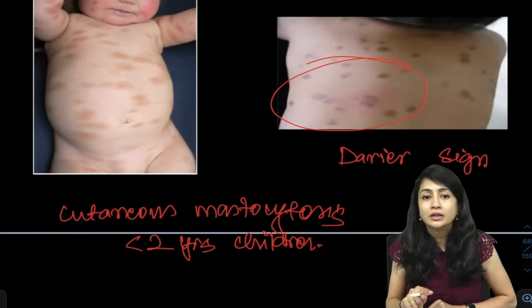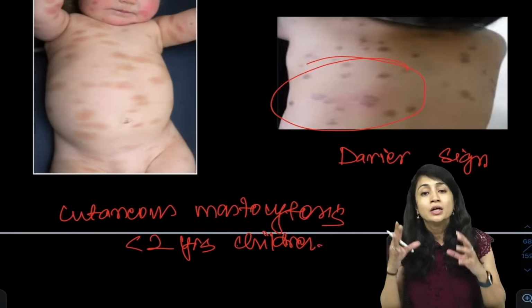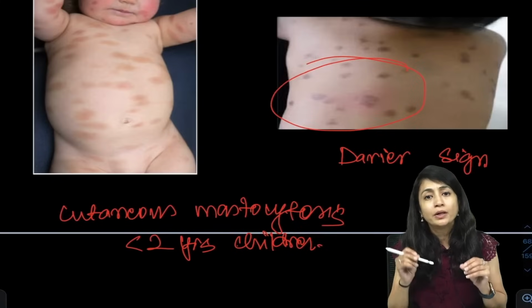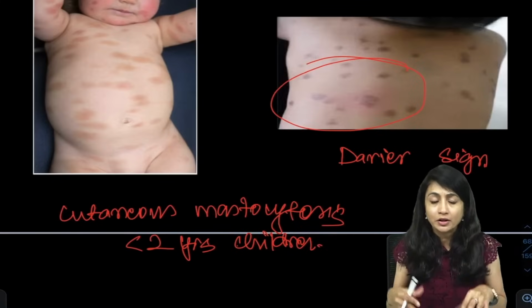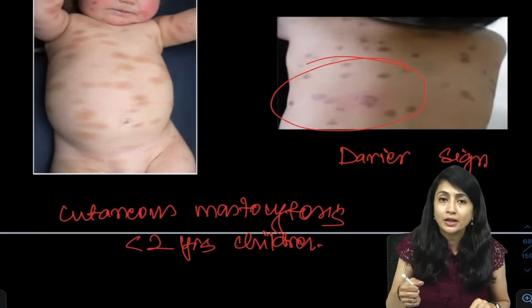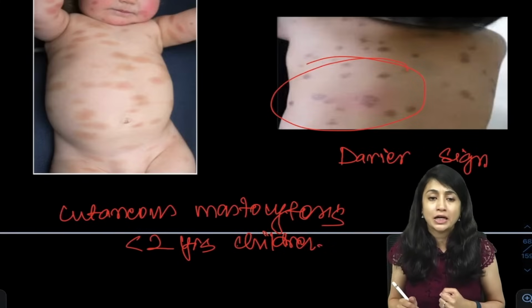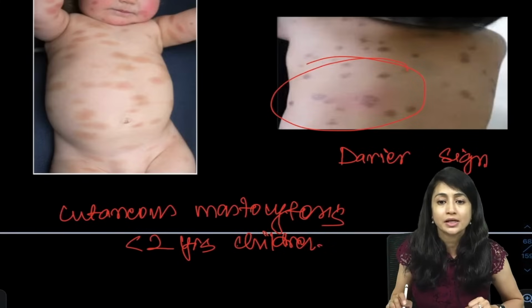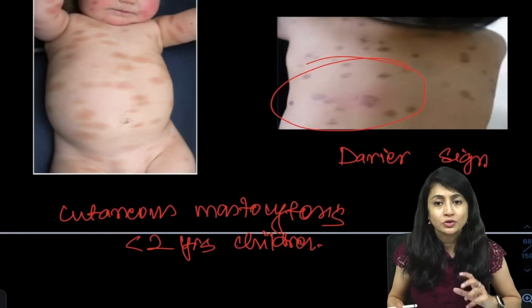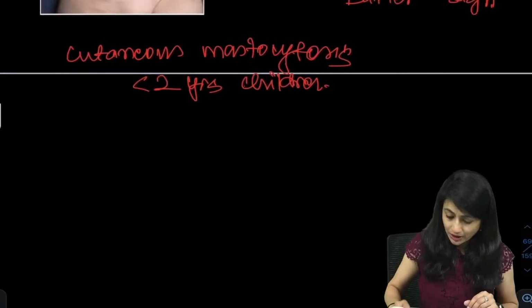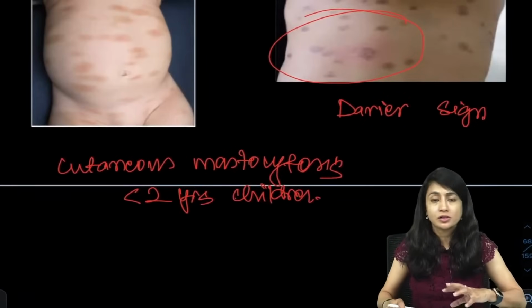It is seen in urticaria pigmentosa, where a child presents with hyperpigmented lesions on the trunk, which if you stroke with the blunt end of the pen or key, you see a positive urticarial reaction, which is called Darier's sign, right? So this is another question which is commonly asked. This is all that is asked in urticaria pigmentosa.